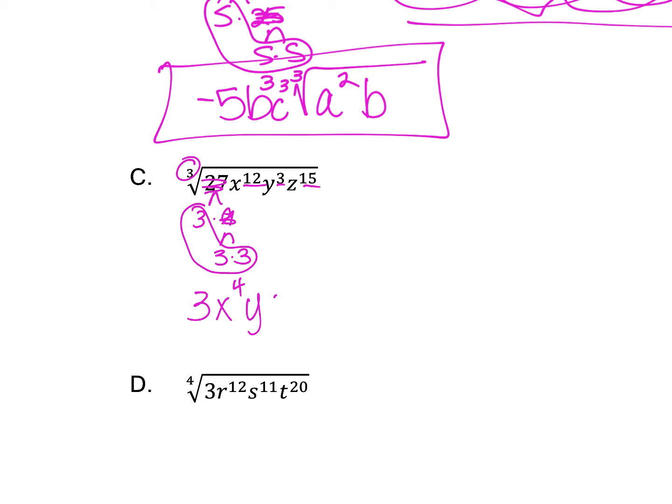3 will go into 15 5 times, and nothing left over. So this is perfect, which means if I were to multiply 3x to the 4th, yz to the 5th times itself 3 times, it should give me back this radicand underneath because it was perfect. So if you end up not having anything left over, you should not have a radical in your answer.